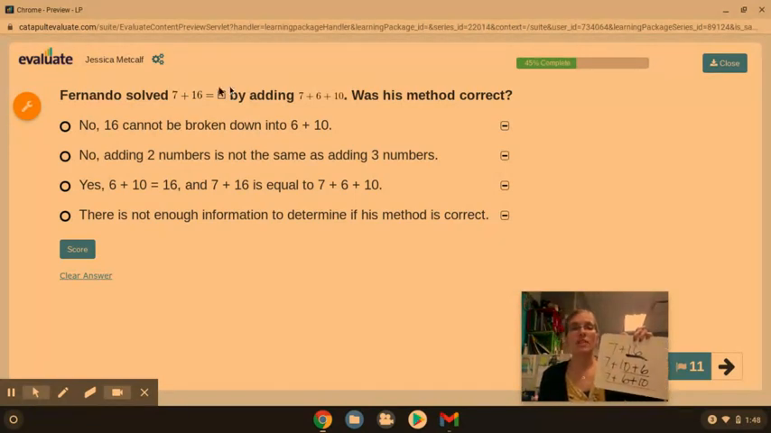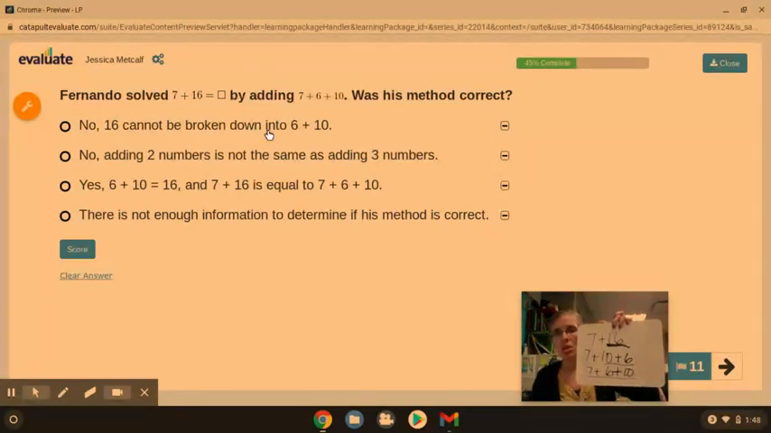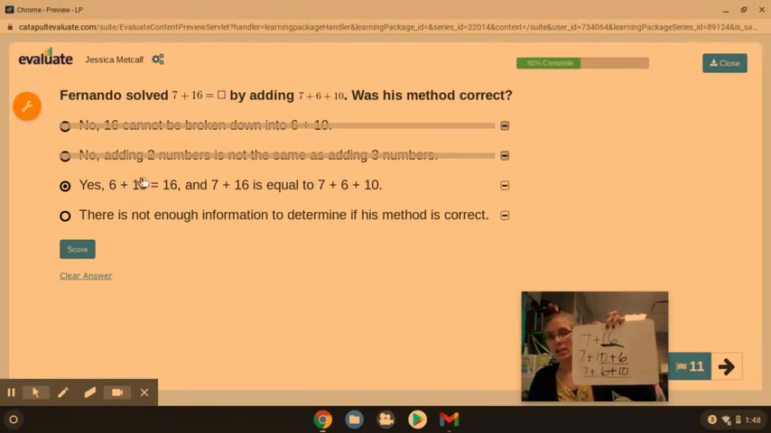So if he's doing 7 plus 16, and he figured it out by doing 7 plus 6 plus 10, is his method correct? Absolutely, because he did expanded form and flip-flopped the numbers. So no is not right. Yes, 6 plus 10 equals 16, and 7 plus 16 is equal to 7 plus 6 plus 10. That one is right.